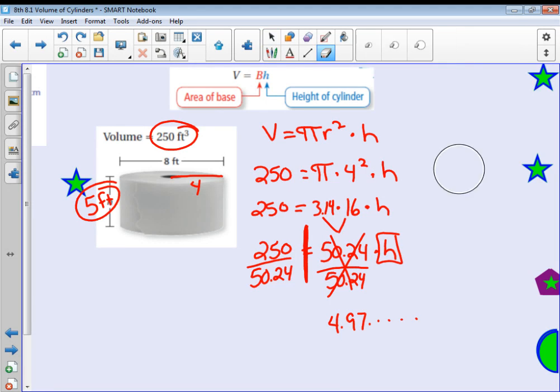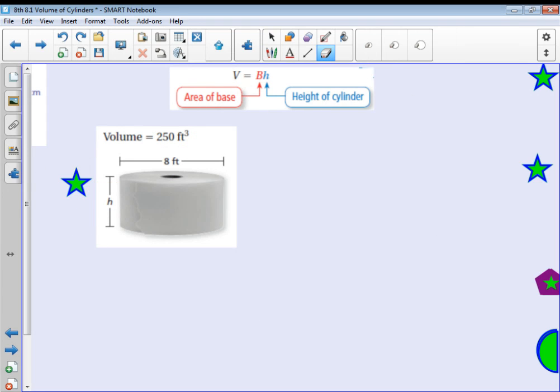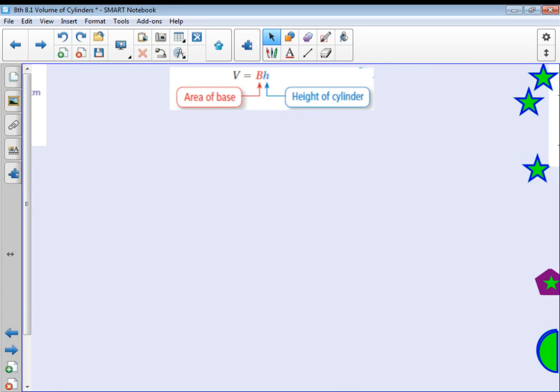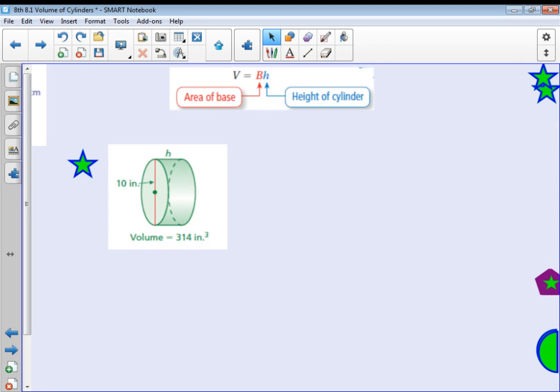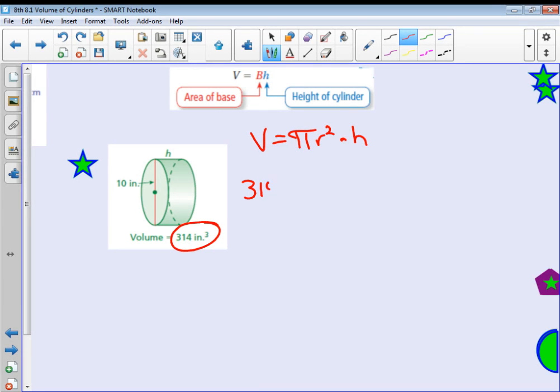Okay, so let's just try one more. Once again, if you're getting this, you can stop your video now. Otherwise, this at least gives you one more shot to watch it. Our volume equals pi r squared, which is our area of our base, times our height. The volume is 314 equals pi, which we know is 3.14, times our radius. Well, the whole distance is 10, so that leaves that to be 5 squared times our height. 5 squared is 25.